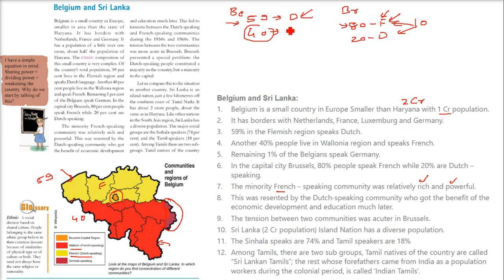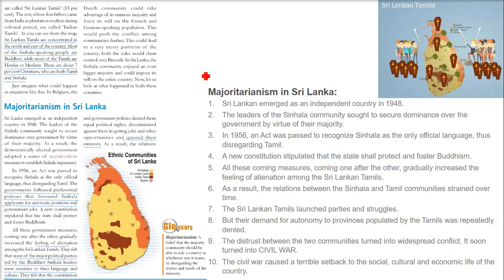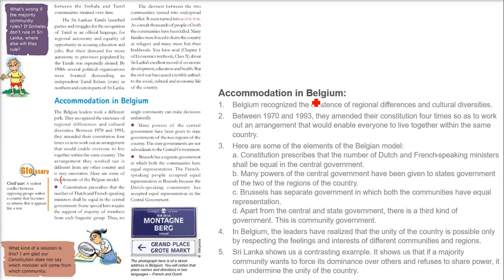So what was the idea or model of power distribution? Because the scenario in both the places is different. We will talk about Sri Lanka in a bit, but before that, we need to understand what happened in Belgium. So Belgium followed the rule of accommodation. That is, Belgium followed the rule of power sharing. The leaders of Belgium understood that this country has regional differences. There are two regions, upper region Dutch, lower region French, and the cultures are also different.